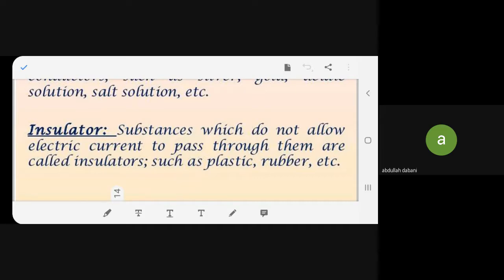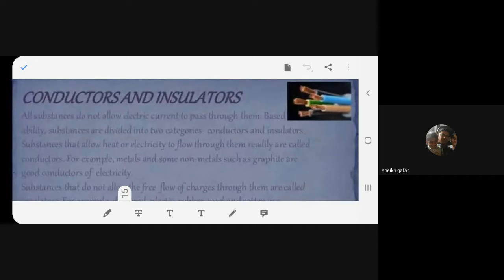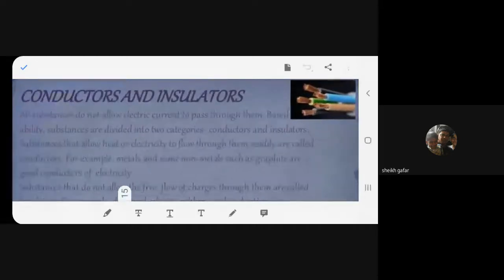Is it clear, beta? Girls, is it clear? Yes. Read.